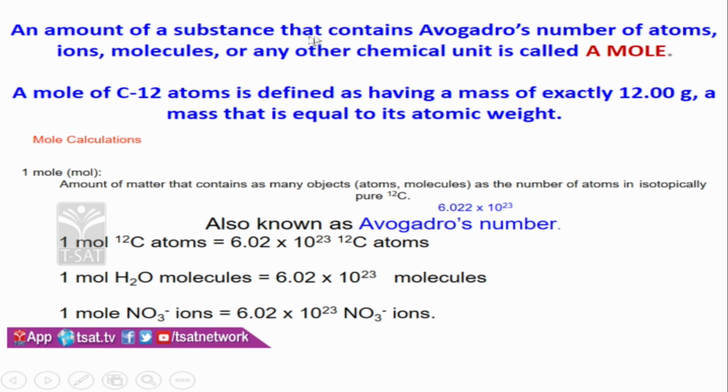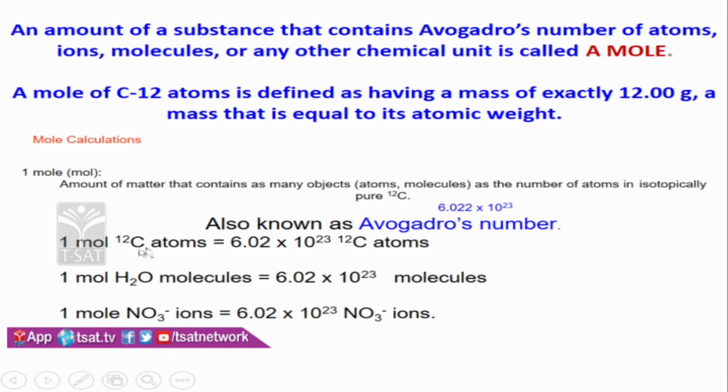An amount of a substance that contains the Avogadro number of atoms, ions, molecules, or any other chemical unit is called a mole. So, mole is a measuring unit for anything, maybe atoms or ions or molecules. A mole of carbon 12 atoms is defined as having a mass of 12 grams, a mass that is equal to its atomic weight.